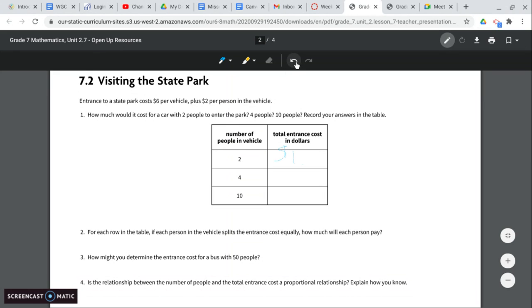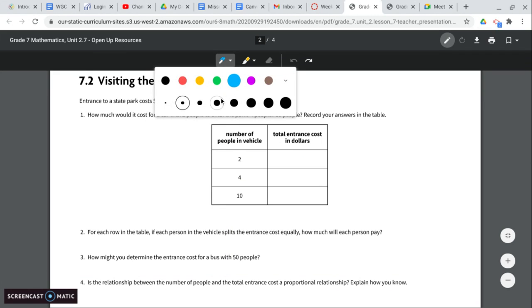Ooh, you can't see that. Hang on. Bigger. Thought I did.